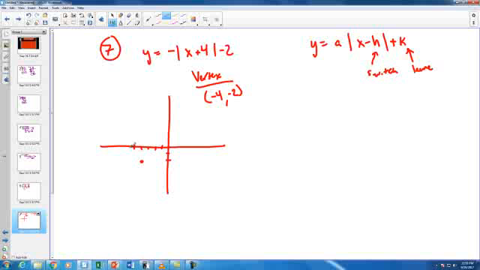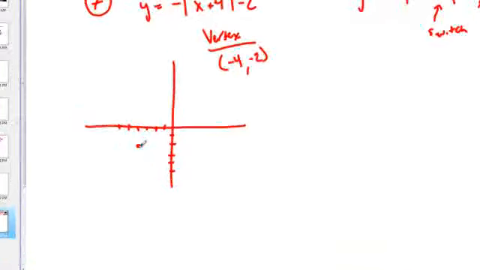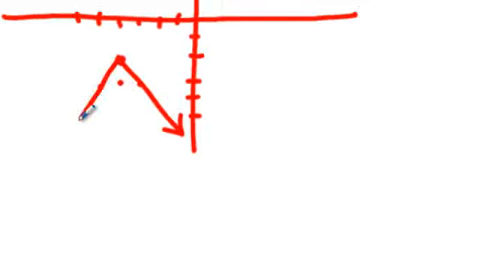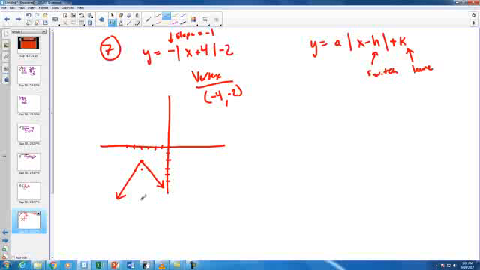And then from there, I'm going to use the number that's in front of the absolute value to determine the slope. Here, the slope would equal negative 1. That means on the right-hand side, I'm going to come down 1 and over 1 to create this side of the curve. And then I would mimic that to the left to create the left side of the curve. So there's my graph. It is important that you state the vertex.